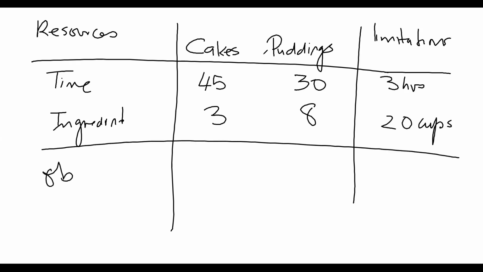What is the objective she's trying to achieve? She wants to maximize profit because it tells you she can make this amount of dollars if she sells this and this amount of dollars if she sells that.